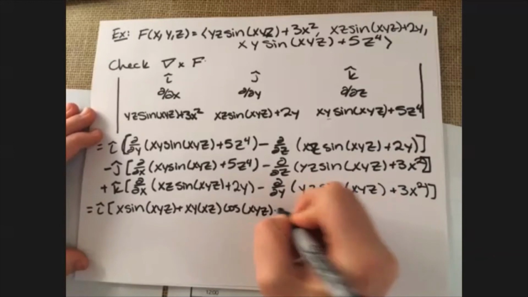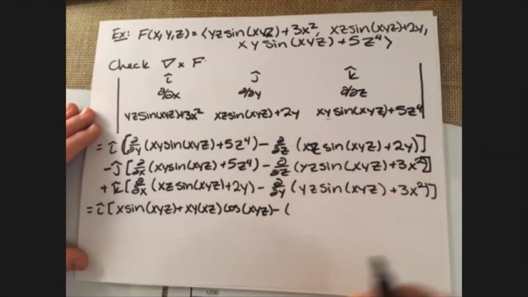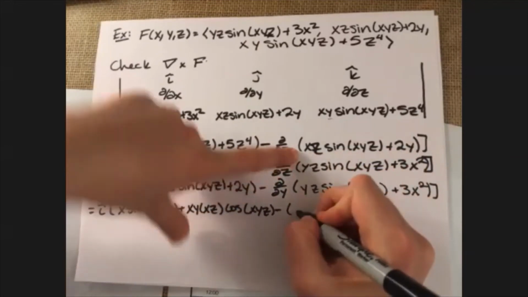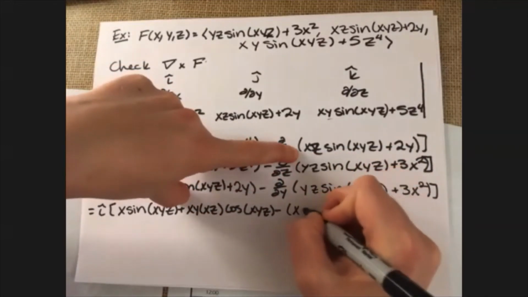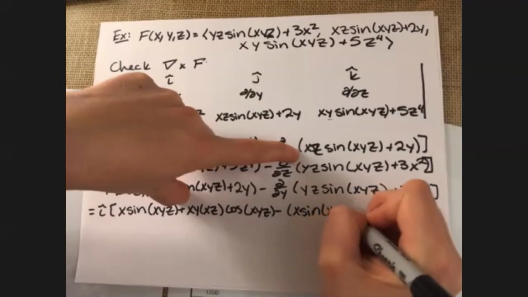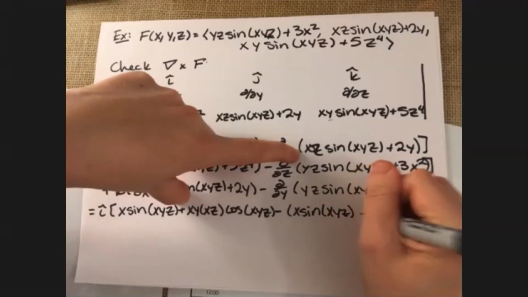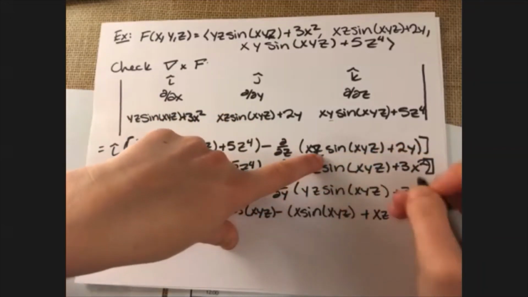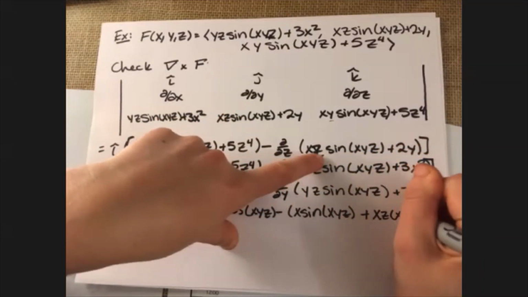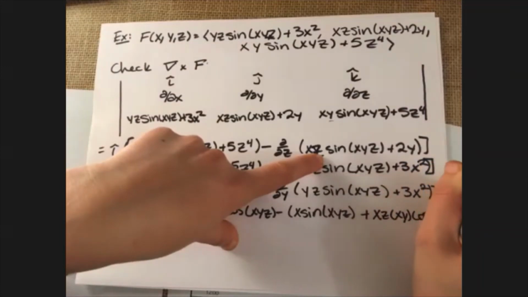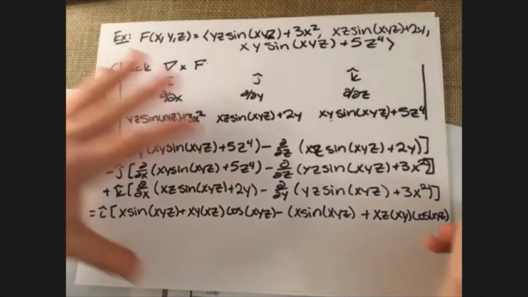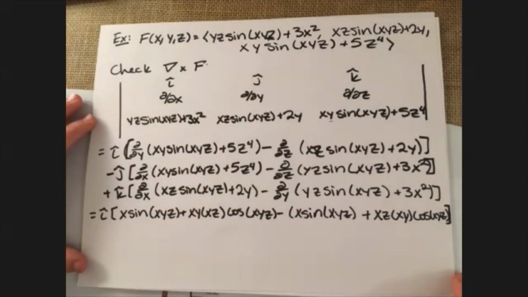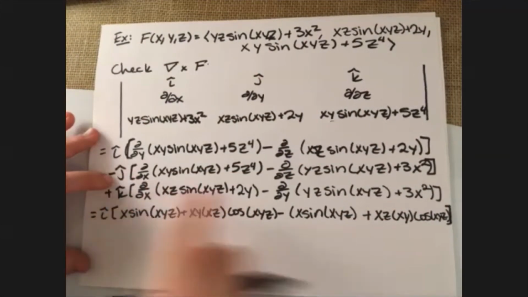All right, and then we have minus. I'm going to open some parentheses here. Partial derivative of this with respect to z. So same idea, chain rule, x sine of xyz, and then plus xz times derivative of this guy here with respect to z. I'm going to get xy cosine of xyz. And then close that bracket off. Okay, great. Now we just have to repeat that process for these next two.